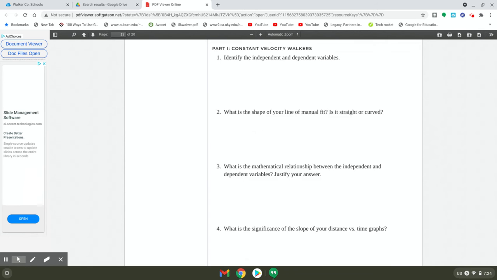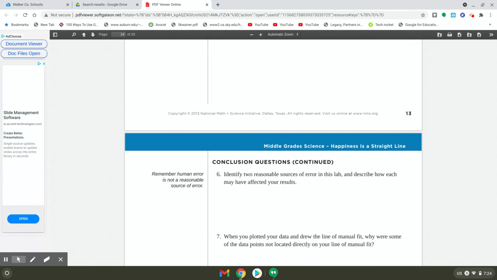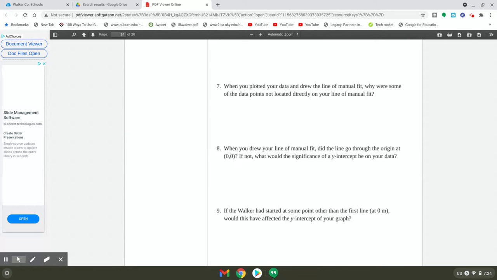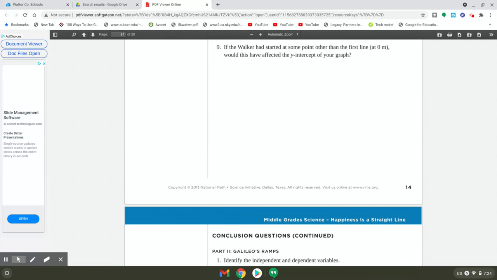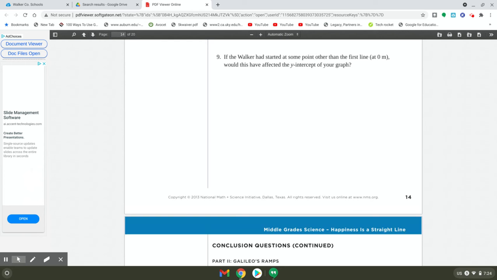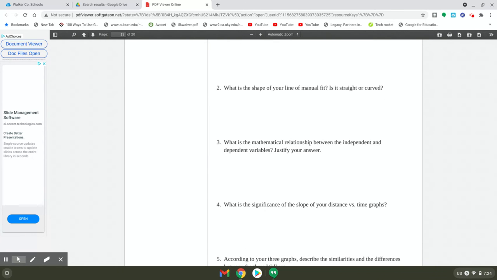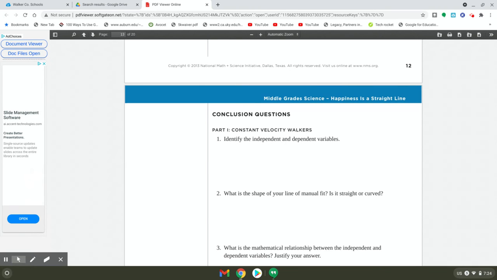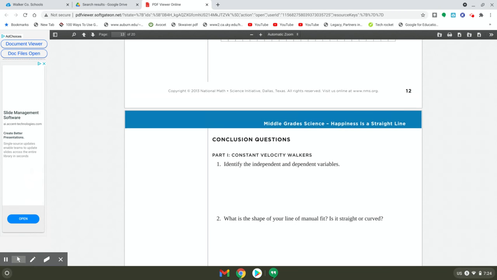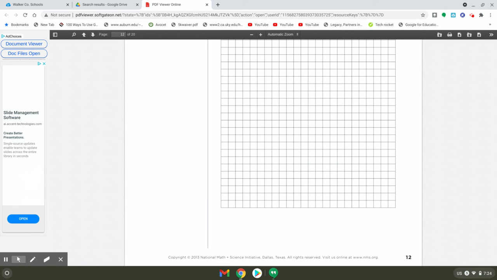And here are your conclusion questions for part 1. That is what you are required to turn in on Friday for a test grade. There are 9 questions. You must answer them thoroughly and use your data to support your answer. That's what you're going to be working on today and tomorrow. Those are due tomorrow for a test grade.